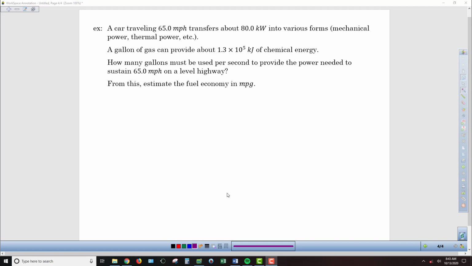So the idea that it's just a one-to-one conversion, even if we adjusted for some of the loss, would not be accurate. So we need a little bit different model. Instead, let's say a car that's traveling 65 miles per hour requires about 80 kilowatts of energy in all sorts of forms, again for all those different purposes, not to mention the loss. So we have that same 1.3 times 10 to the fifth kilojoules of chemical energy supplied by the gas.